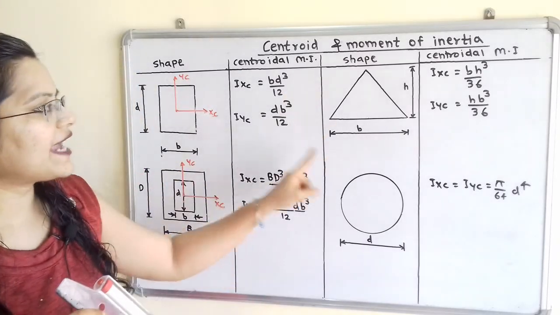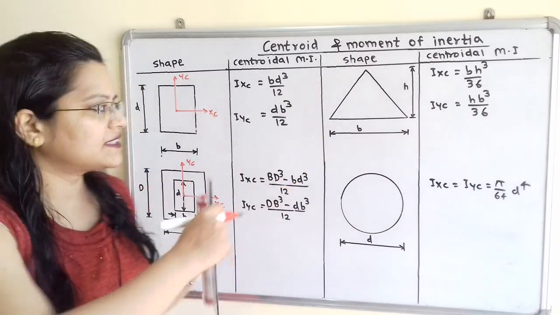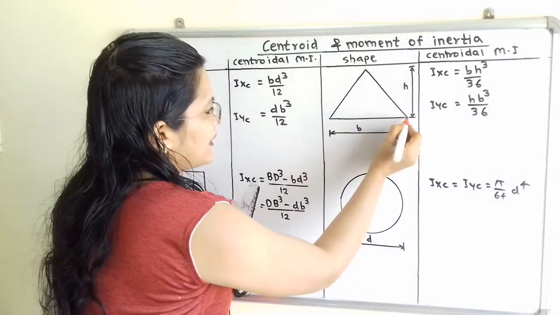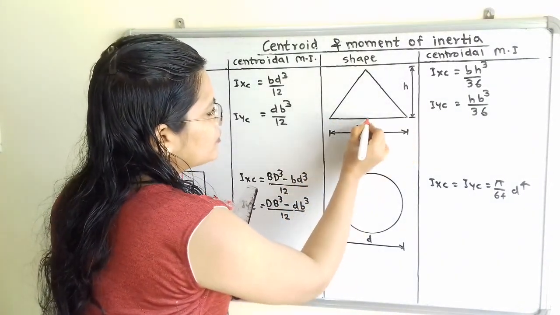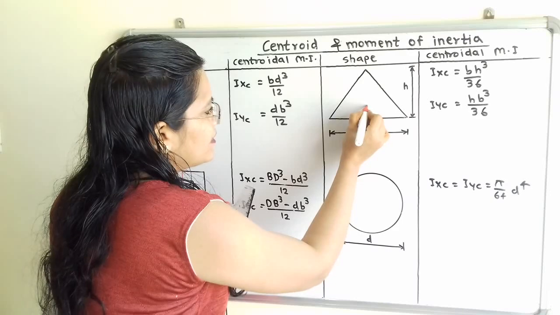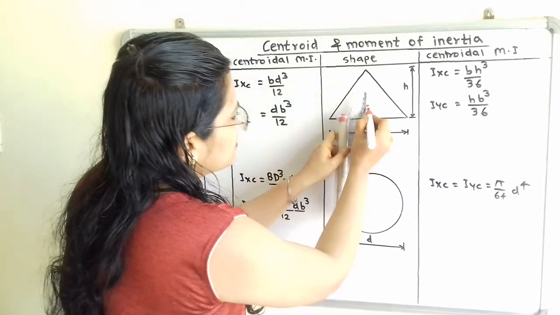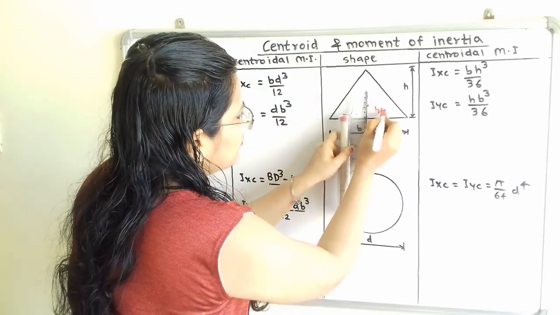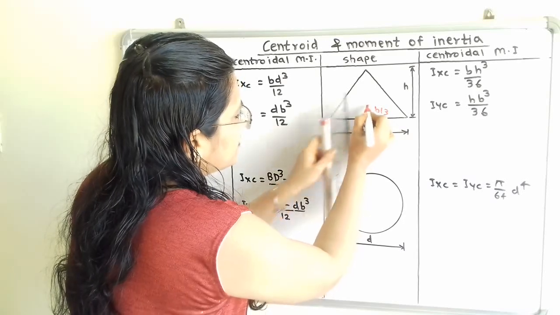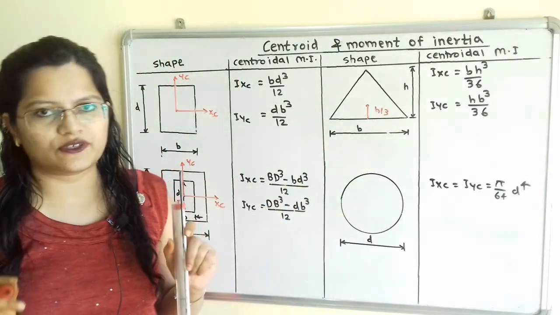Now for this triangle we have to select the centroid. So from this base, if we observe, we have to select the middle point and then at a height which is equal to h by 3. So this height is h by 3. So we have to select this centroid.